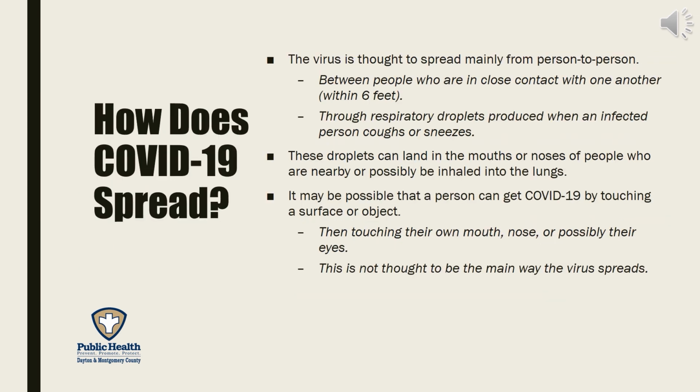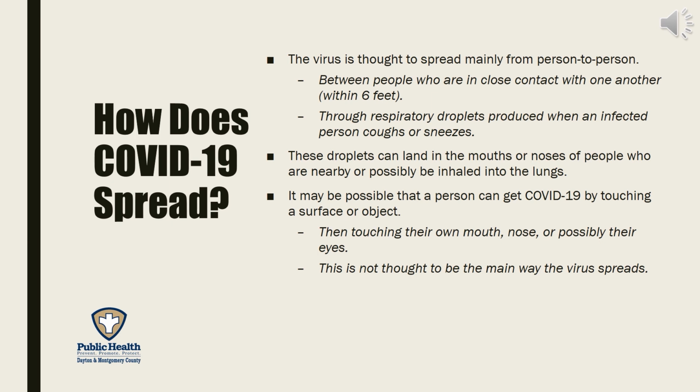COVID-19 is mainly spread between people who are in close contact with one another. Many of you have probably heard the 6 feet limit for social distancing. That's because they define that close contact as within 6 feet. It's spread through respiratory droplets that are produced when the infected individual coughs or sneezes. Thus, it is not airborne at this time.